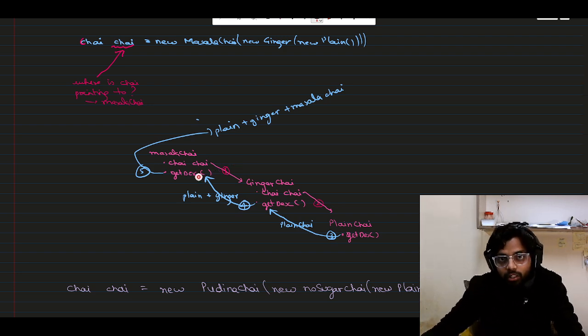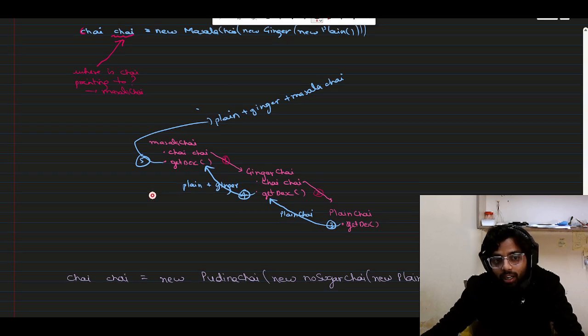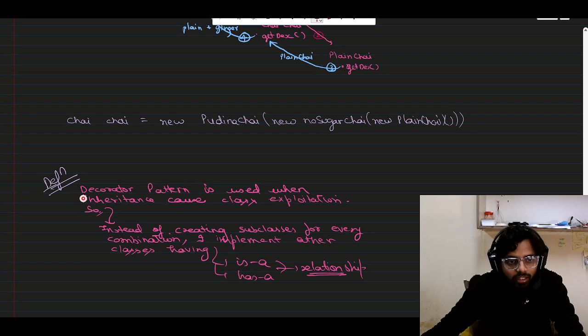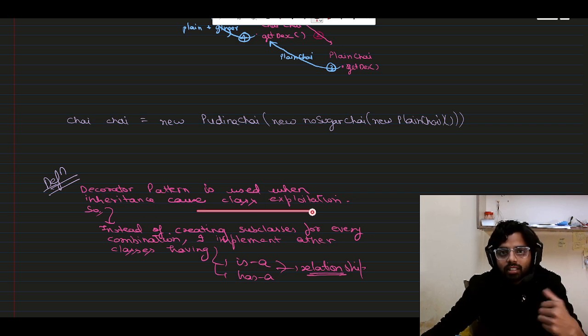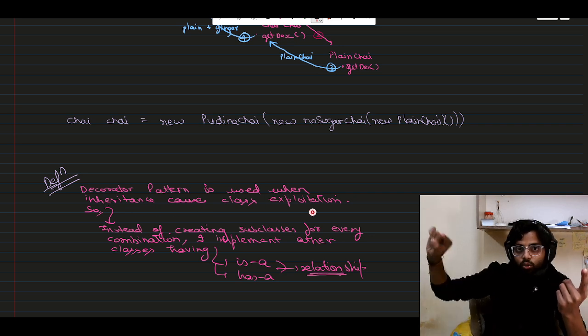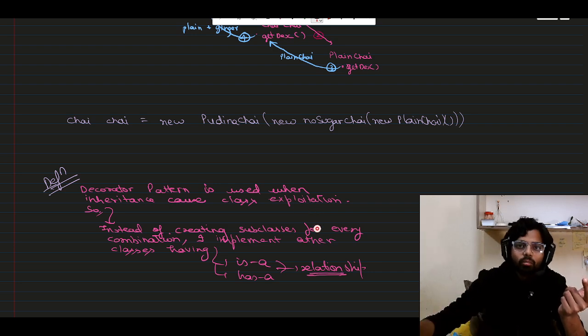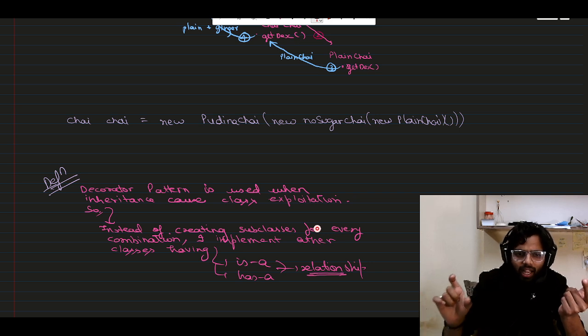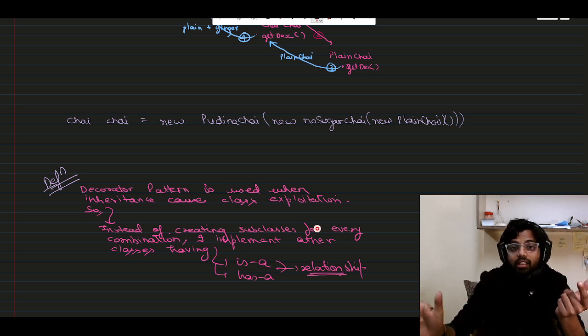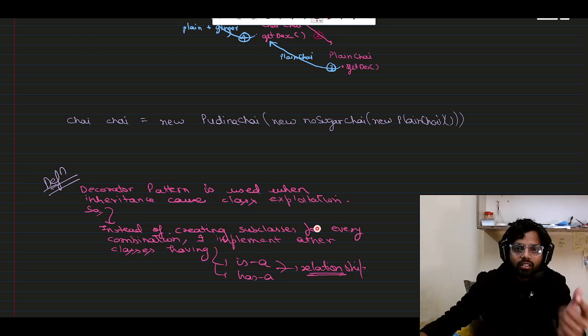And if I have to define what a decorator pattern actually is, the decorator pattern is used when inheritance causes class explosion, as we have seen earlier, 2 to the power n. So instead of creating subclasses for every combination, I implement another class having is-a and has-a relationships.